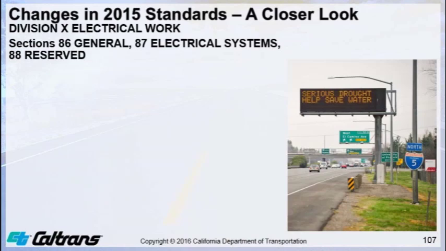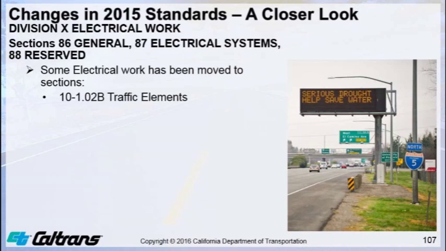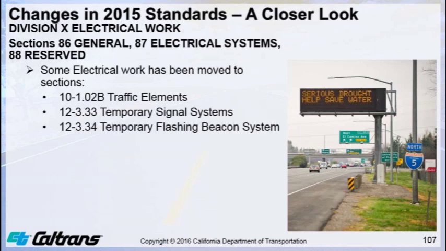As part of the reorganization of electrical specifications, some of the 2010 electrical work specifications were moved in the 2015 standard specifications into the following sections. So, Section 10-1.02B, Traffic Elements, now has all the specification requirements for how to handle existing traffic elements that are out there before construction begins on any job. Section 12-3.33 has the requirements for temporary signal systems. Section 12-3.34 includes the specifications for temporary flashers and beacons.